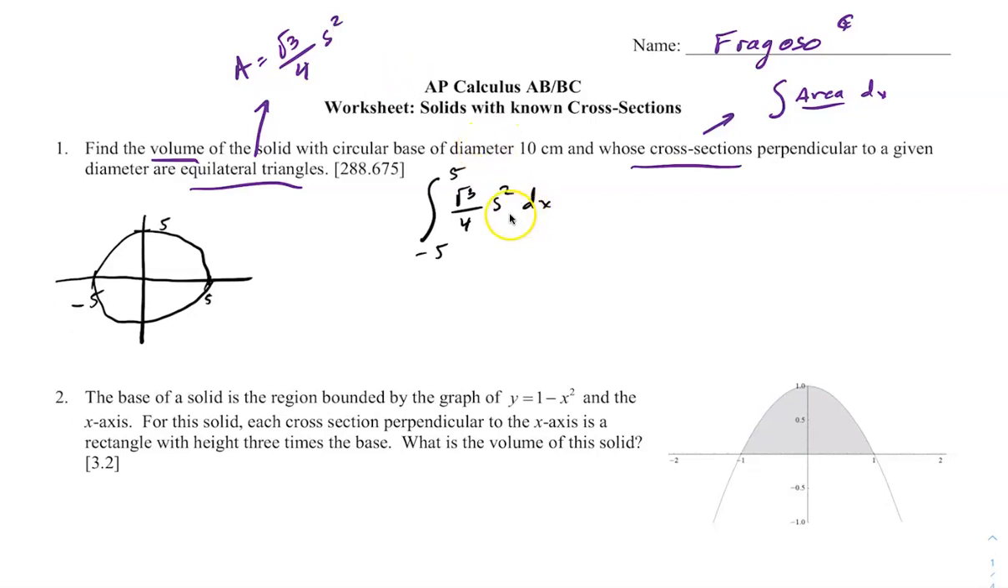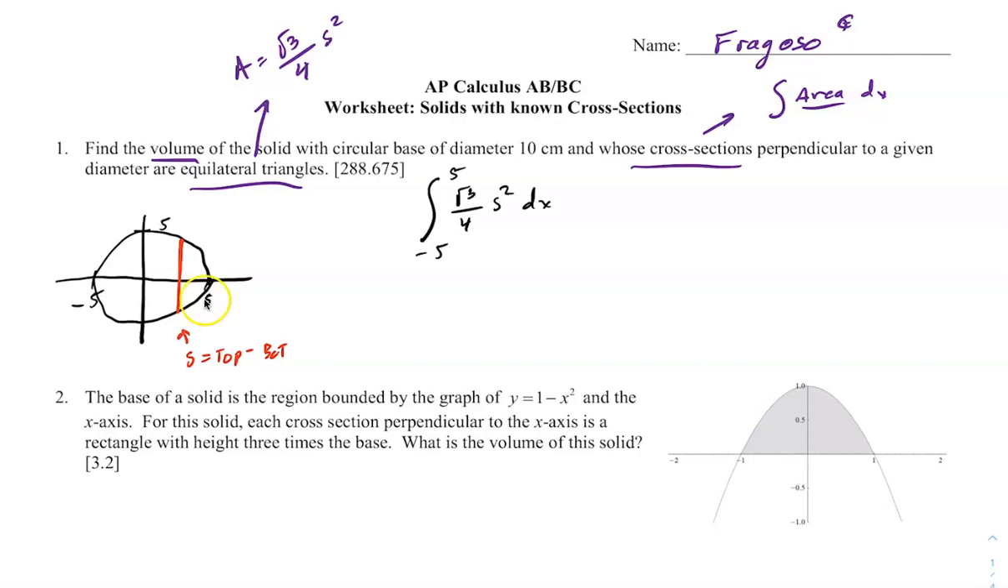Now I have to find out what s is. Remember what s is? It's the length of your slice, so s is always this length. And how do we find s? Well, it's the top equation minus the bottom equation, just like when we did area, top minus bottom.